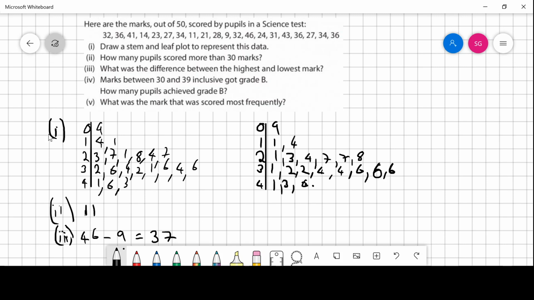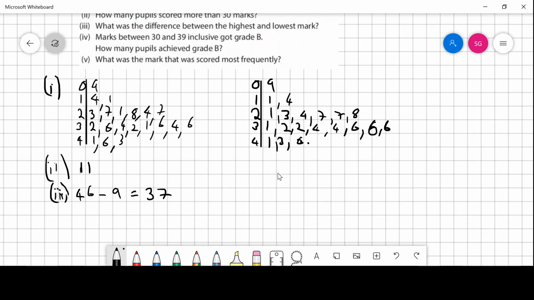37. Marks between 30 and 39 inclusive got grade B. How many pupils achieved grade B? 1, 2, 3, 4, 5, 6, 7, 8. So 8 students got grade B. And then what was the mark that was scored most frequently? What was the most frequently occurring one? Well, I think that was 36, wasn't it? Got 3 6s here, and nothing else repeated 3 times, so 36.